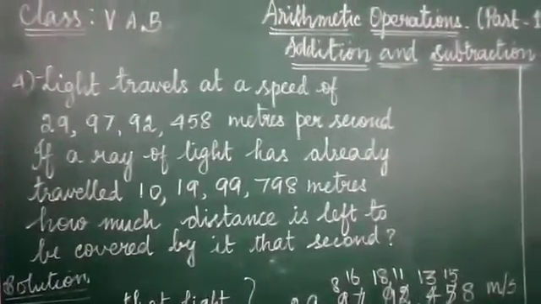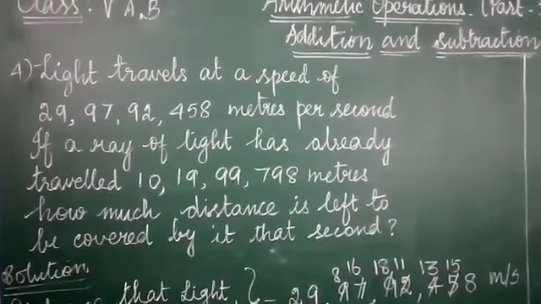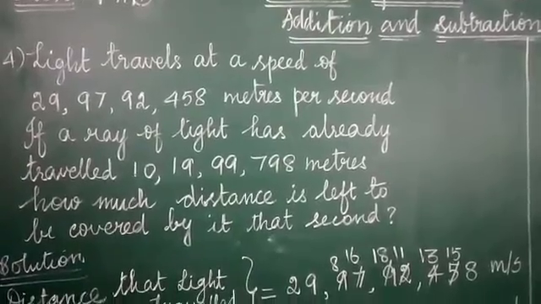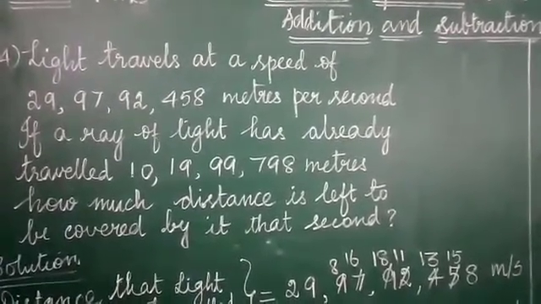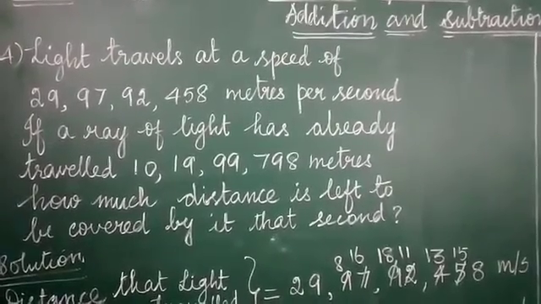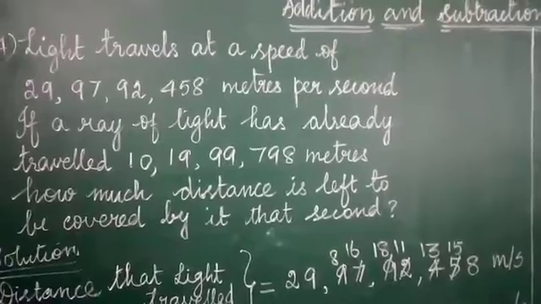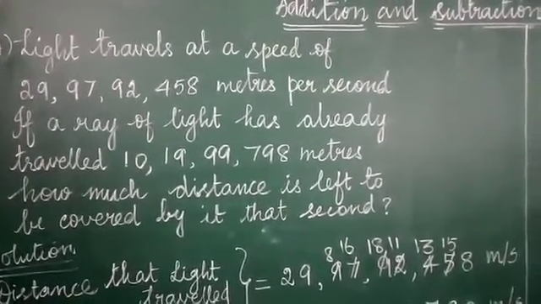Now see that word problem. Light travels at a speed of 29 crore 97 lakh 92,458 meter per second. If a ray of light has already travelled 10 crore 19 lakh 99,798 meters per second, then how much distance is left to be covered by it that second?